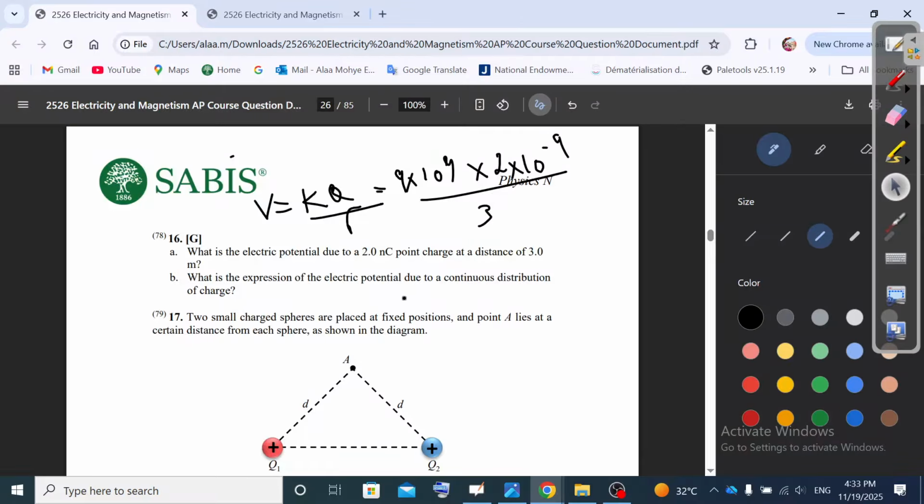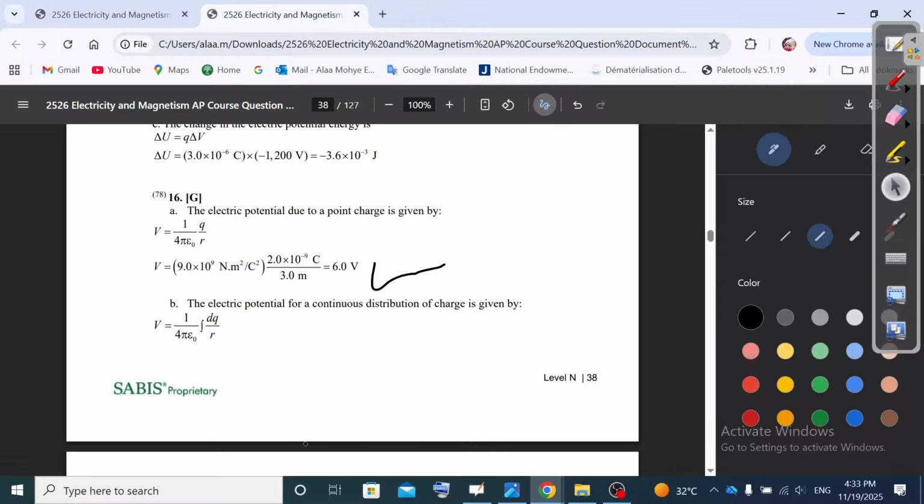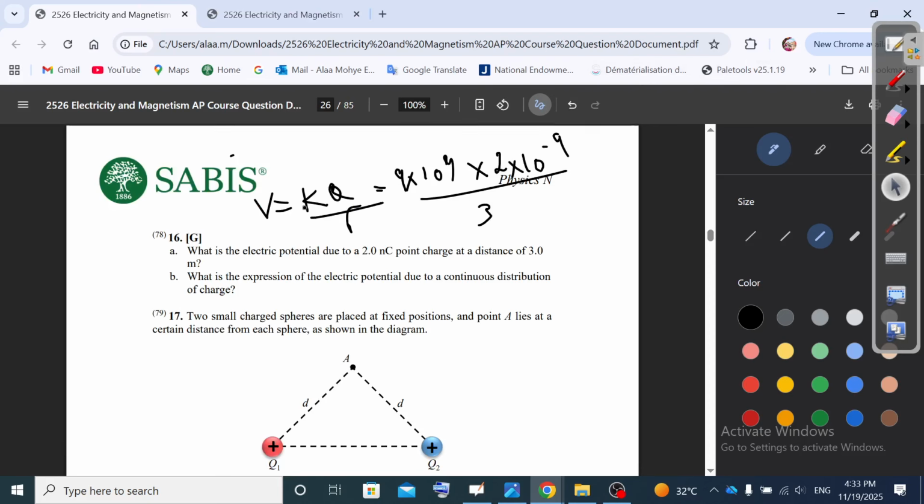What is the expression of the electric potential due to a continuous distribution of charge? This you honestly need to memorize. It's your k integral 1 over r dq. I'll give you a moment to memorize. Moving on.